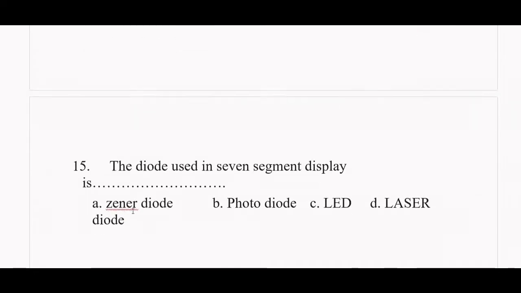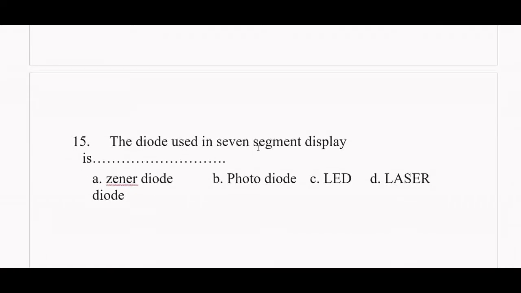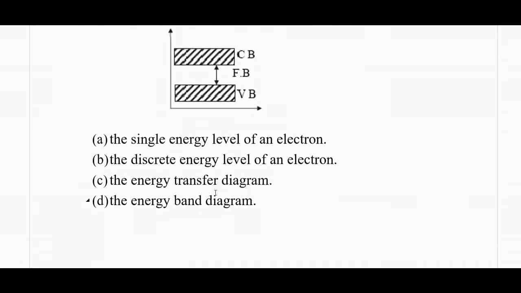Now moving on to question number 15. The diode used in a 7-segment display is dash. A. Zener diode. B. Photodiode. C. LED. Or D. Laser. So the answer is C, that is LED, because a 7-segment display has 7 LEDs placed in a structure which represents an 8, where switching on some lights and switching off some lights could provide a complete display of all the numbers and letters. So it's LED.